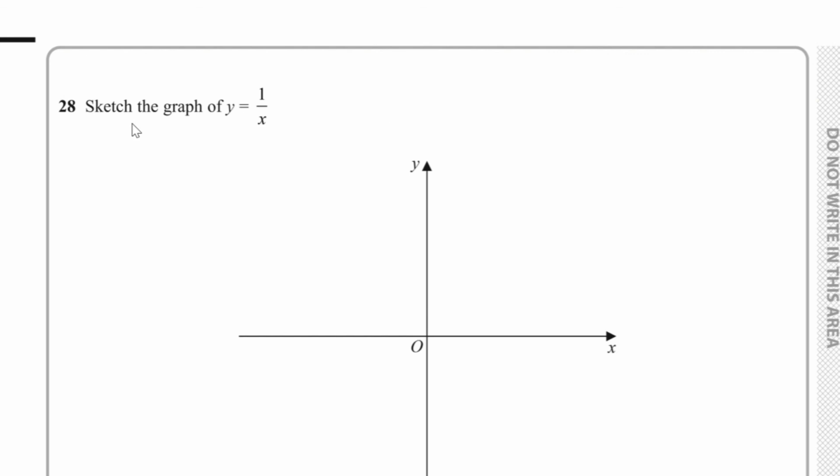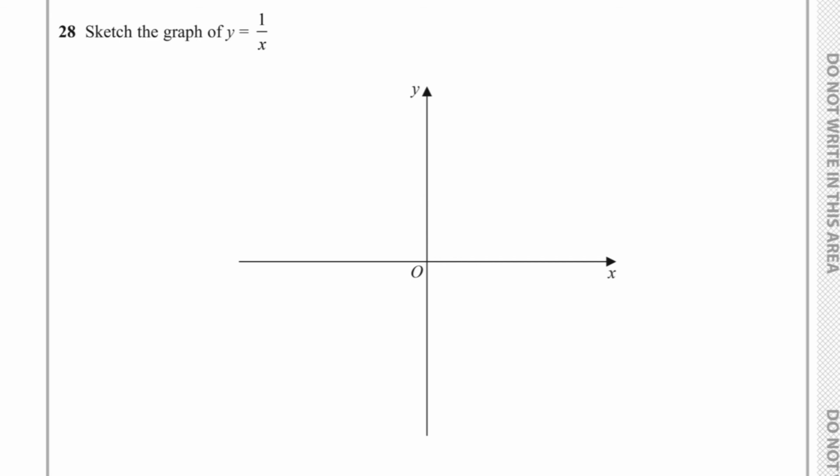Question number 28. We have to sketch the graph of y equals 1 over x. Here is the graph of y equals 1 over x. We've got asymptotes at y equals 0 and x equals 0. The curve shouldn't touch the x and y axis.